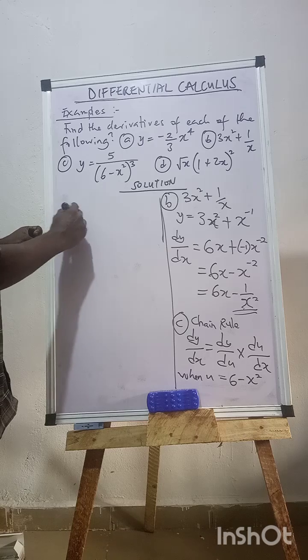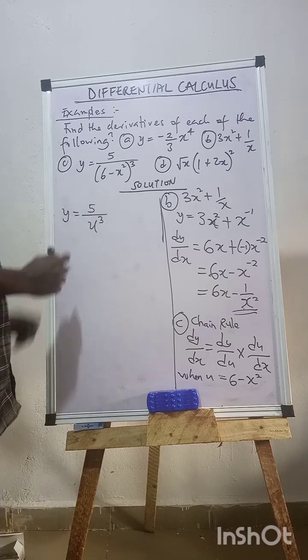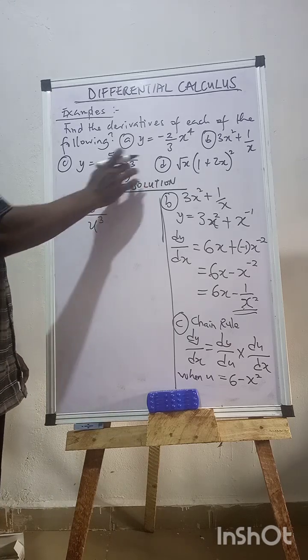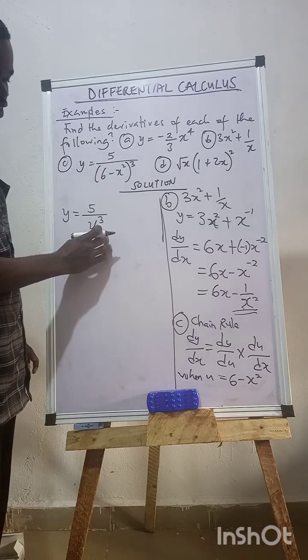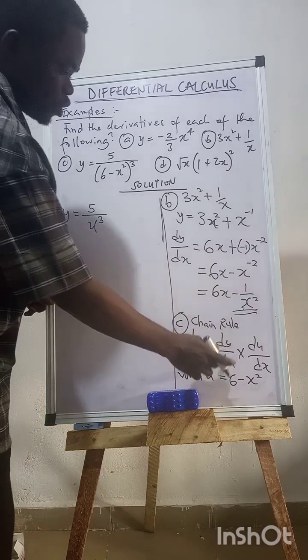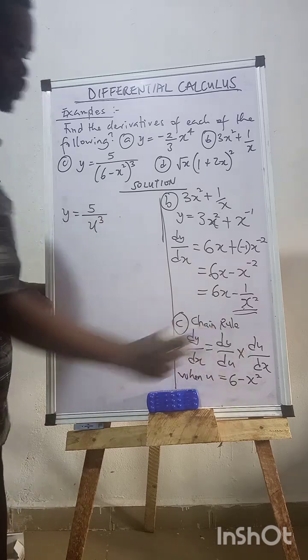Therefore, we are now saying y is equal to 5 all over u raised to the power 3. You see, before we were having a complex variable which was so hard to resolve. But now that it is like this, it becomes easier. This is why we use u. That's why dy over du is there. And then u is equal to 6 minus x squared.